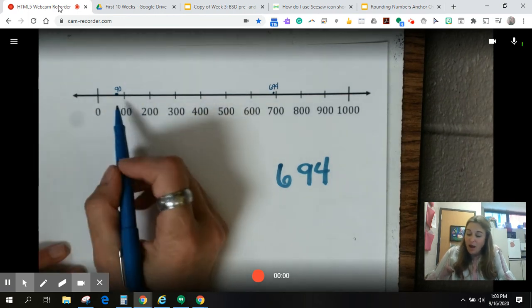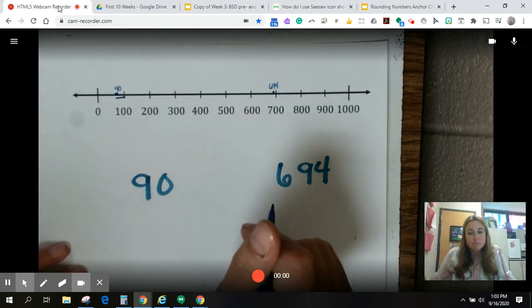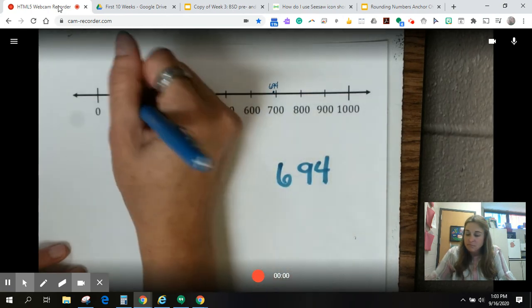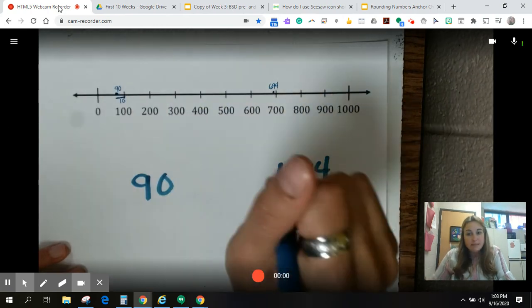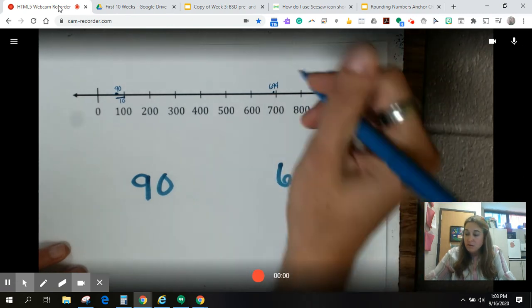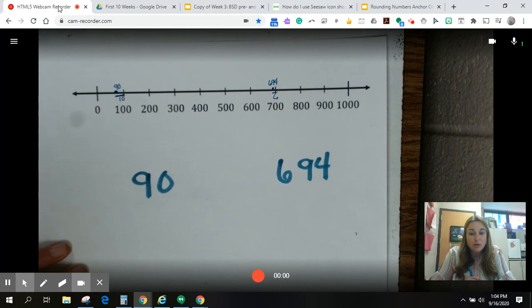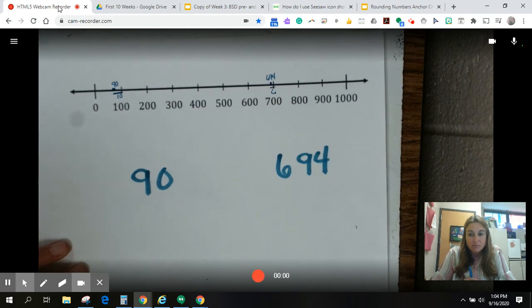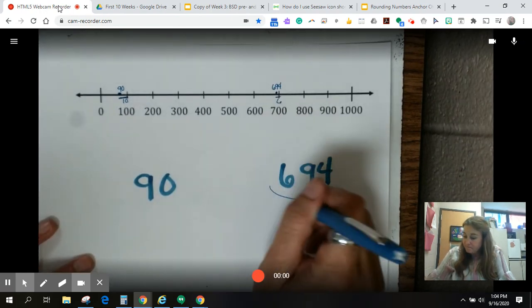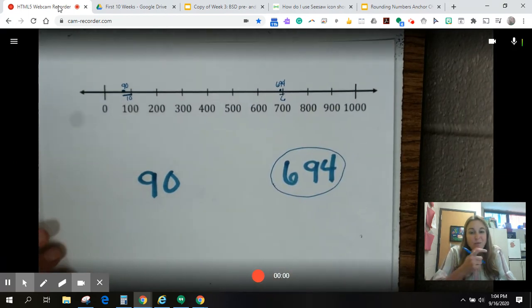Well, we've got to think about how much is between 90 and 100. Right now, think about 90 and 100. How many numbers are between that? 10, basically. Okay. 694, what would I have to do to get to 700? And then over here, there's only 6. So which number is actually closer to the next number? That's right. 694.